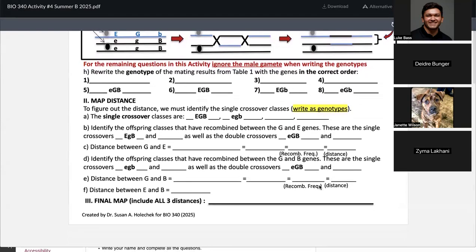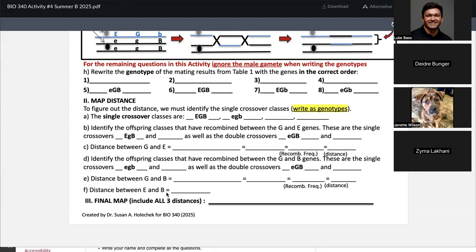Then you'll get the recombination frequency, which will be in centimorgans, little c, big M. Then you'll just construct a final map, which is literally just writing all 3 letters and then putting little annotations between the letters to show the three final distances: E and G, G and B, so left and right, and then the total distance of the gene map, which is between E and B. So full left side versus full right side.